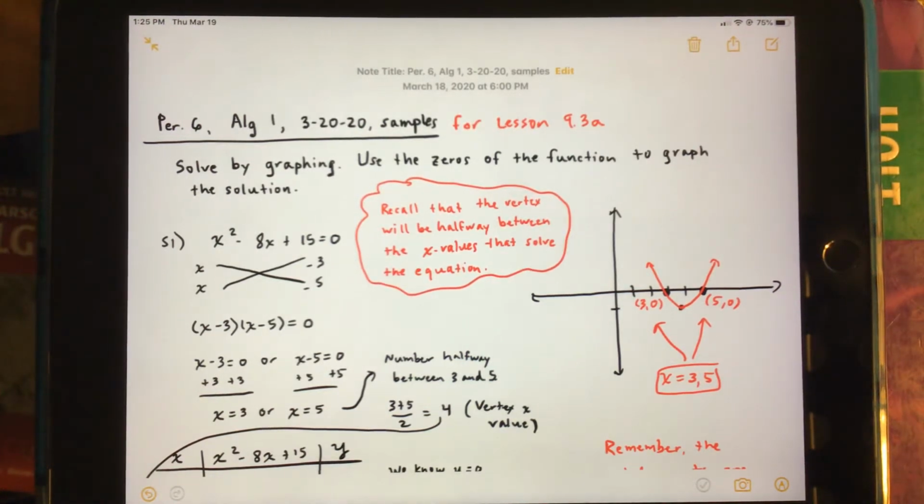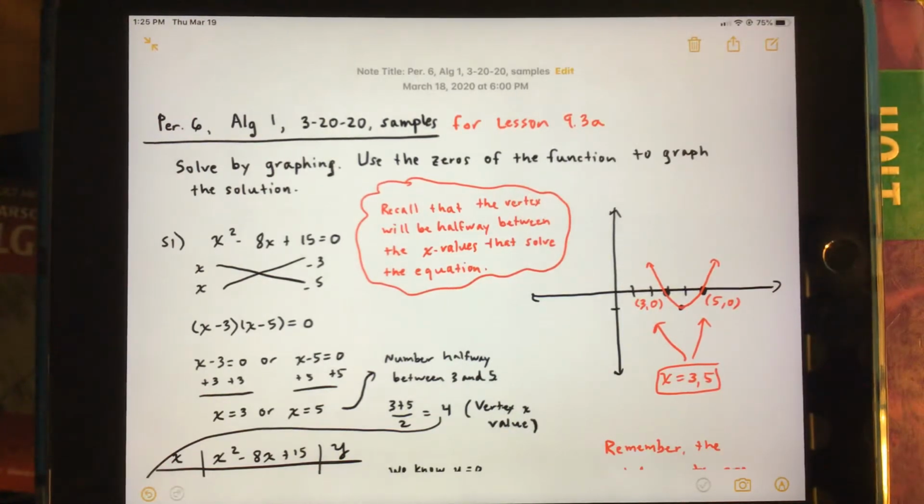We're going to go through our samples for Lesson 9.3a. In this lesson, we solve by graphing using the zeros of the function to graph the solution. So our one and only sample today will be to graph the solution to x squared minus 8x plus 15 equals 0. We're going to use our factoring method first to find where the x-intercepts are.